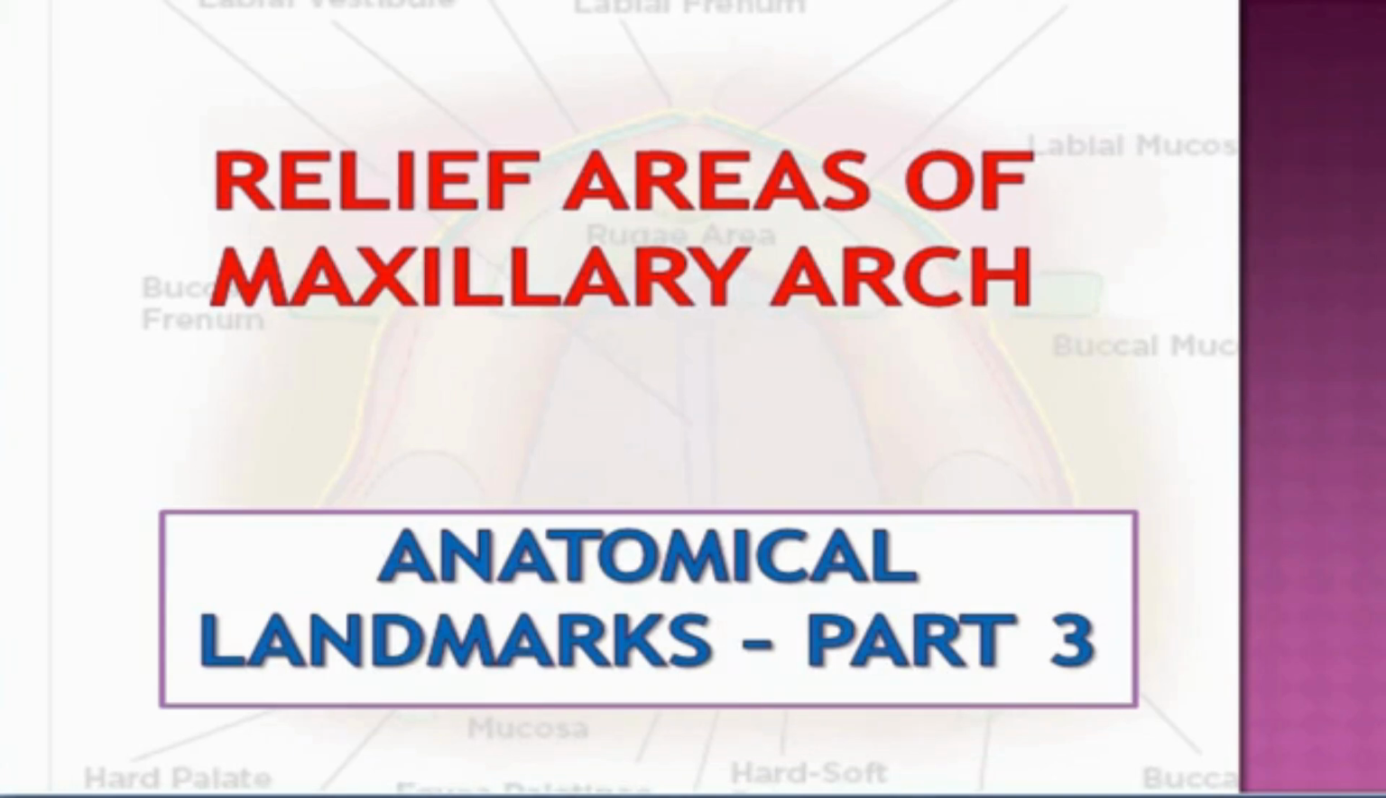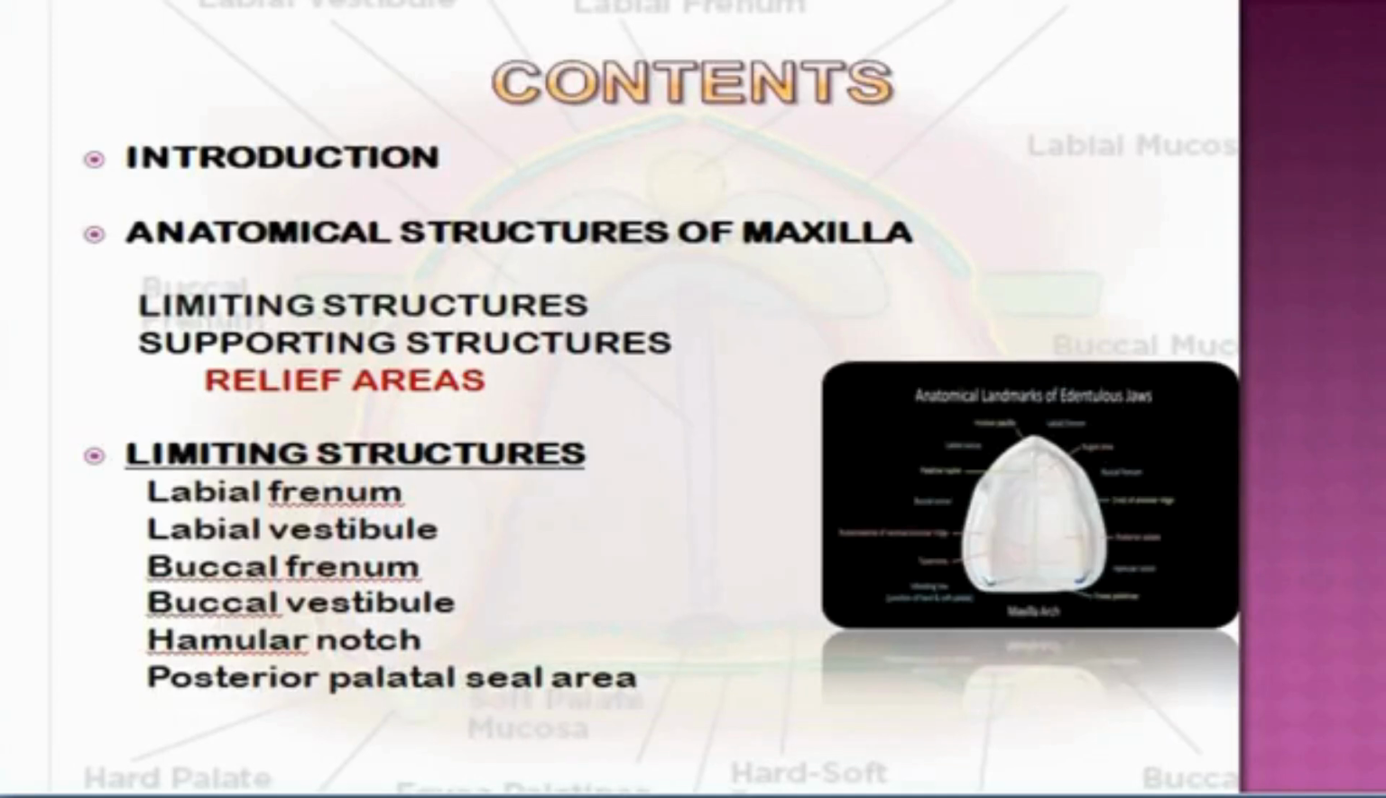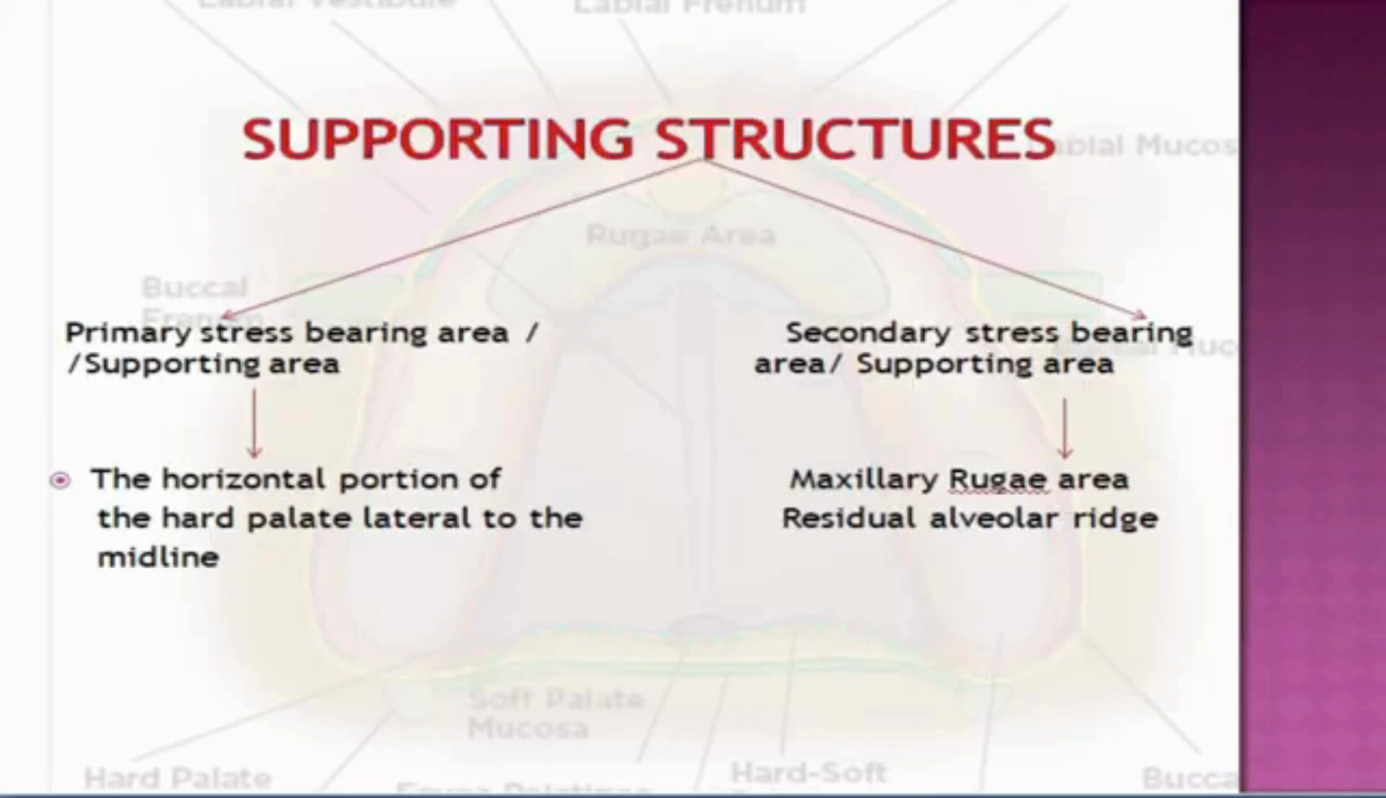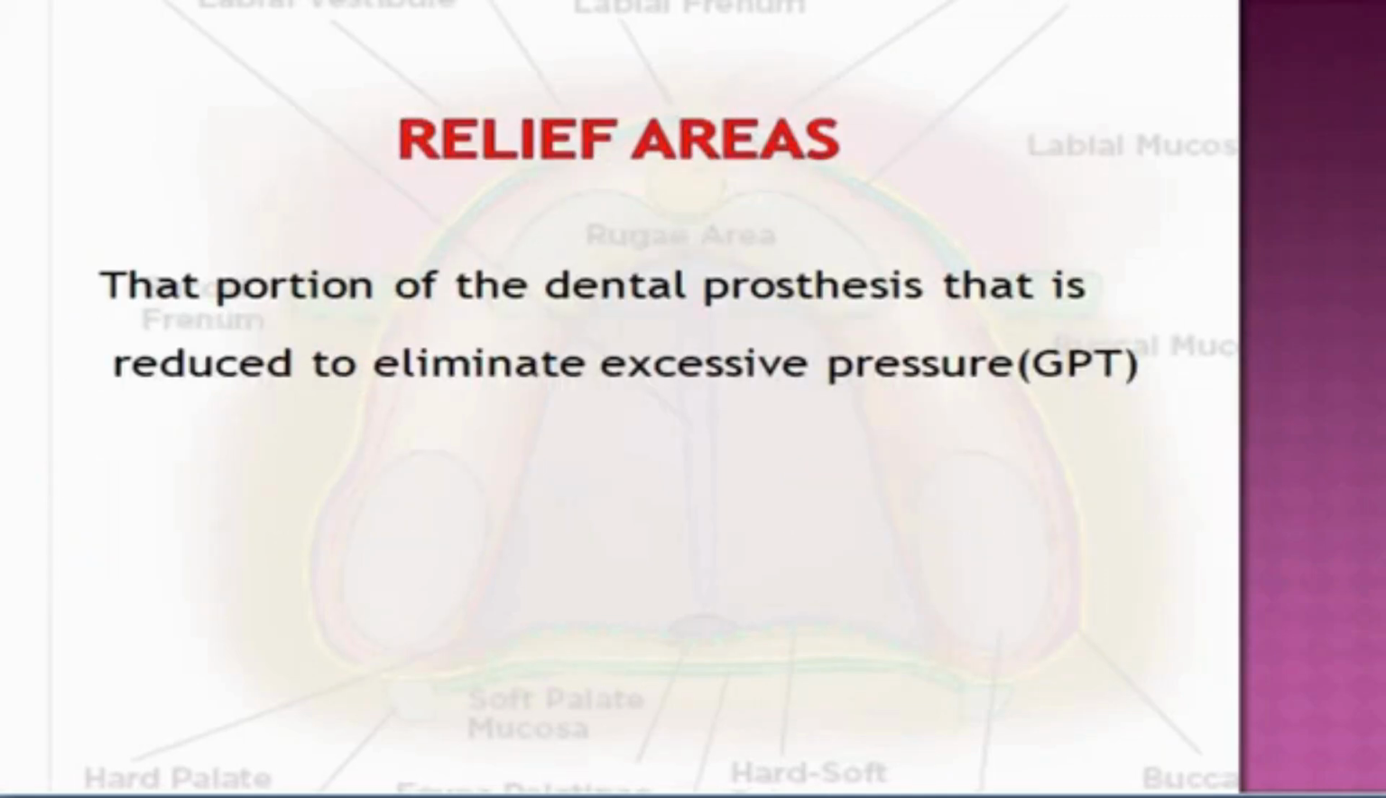In the last videos, I have covered the limiting structures and supporting structures of the maxillary arch. Along with supporting and limiting areas, some areas which cannot take up masticatory loads should be relieved. These areas are relieved due to the presence of vital anatomical structures in that part of the denture foundation, or the bone and the soft tissues are not of that quality which can withstand the masticatory force. That means the soft tissue covering that area might be very thin.